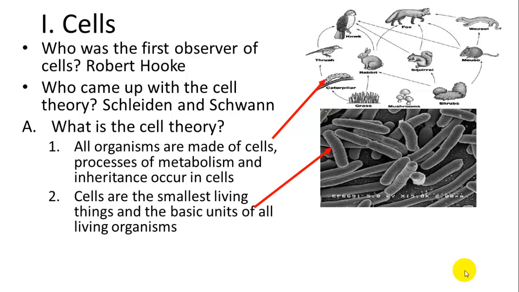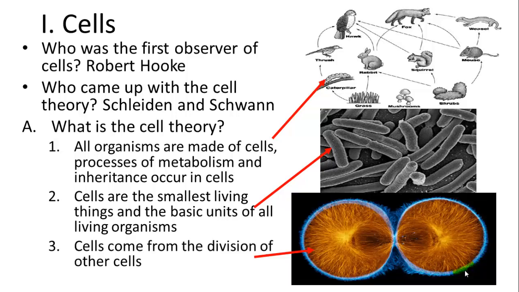Cells are also the smallest living things. So if it's smaller than a cell, like a virus, a virus has a number of other characteristics which make it not a cell. But these are the smallest living things that we consider to be alive. Cells come from the division of other cells. So you can't build cells from nothing. Well, it had to have started the first cell that way. But ever since then, now we have cells which are building off of each other.